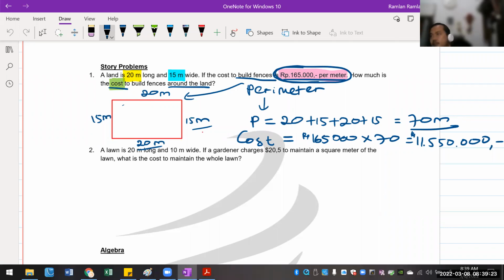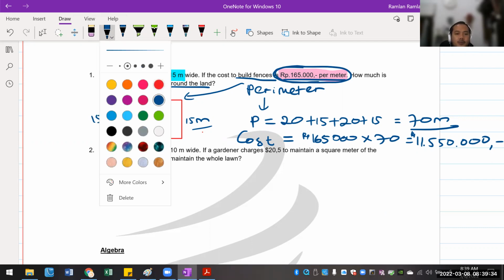Okay, again guys, please write this down because this is going to be quite important for you as an example of story problems. Okay, let's go to number 2. Here we go.